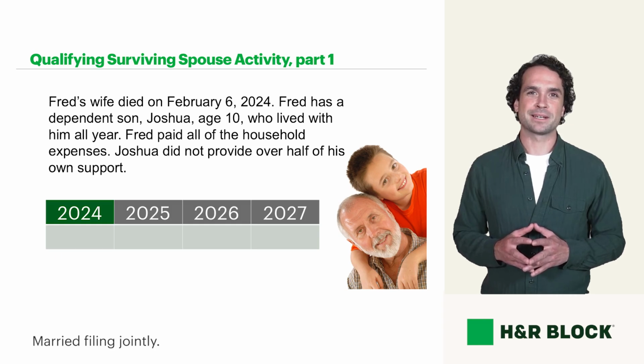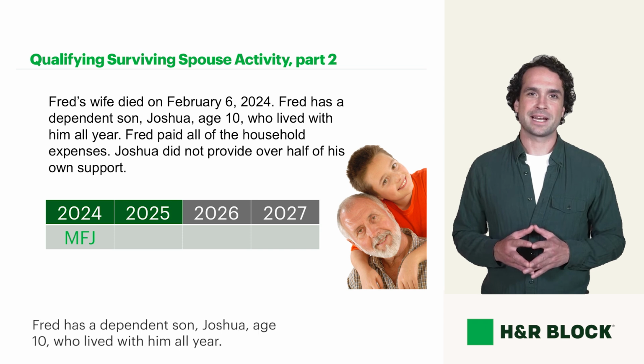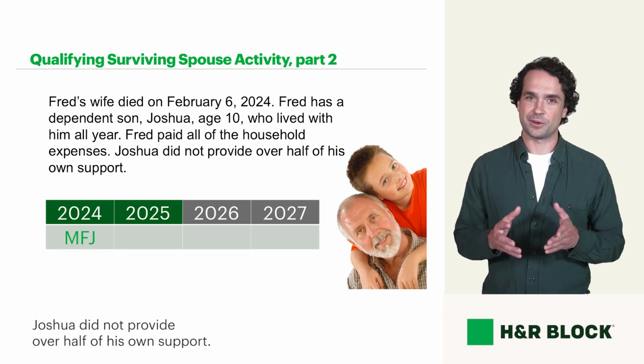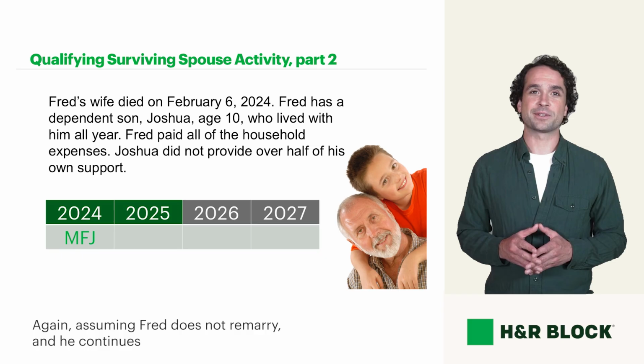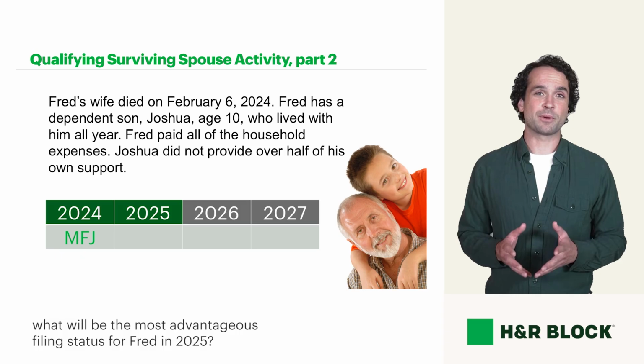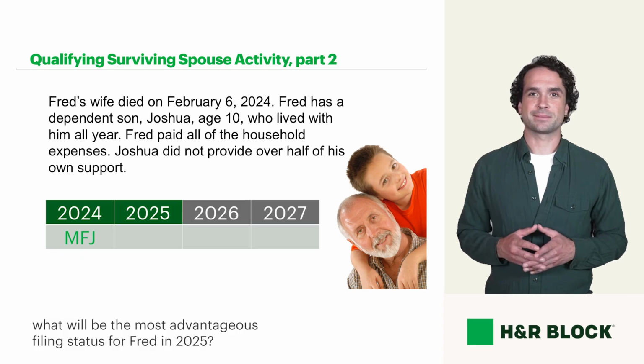Married filing jointly. Fred's wife died on February 6, 2024. Fred has a dependent son, Joshua, age 10, who lived with him all year. Fred paid all of the household expenses. Joshua did not provide over half of his own support. Again, assuming Fred does not remarry, and he continues to maintain the home in which he and his dependent son both live, what will be the most advantageous filing status for Fred in 2025?